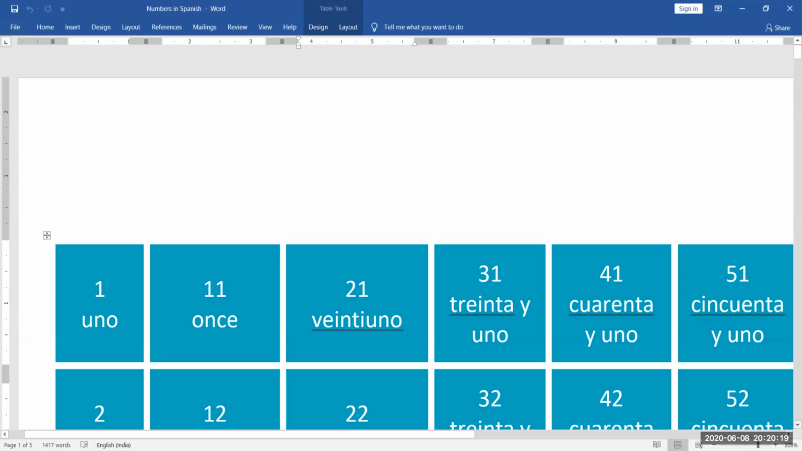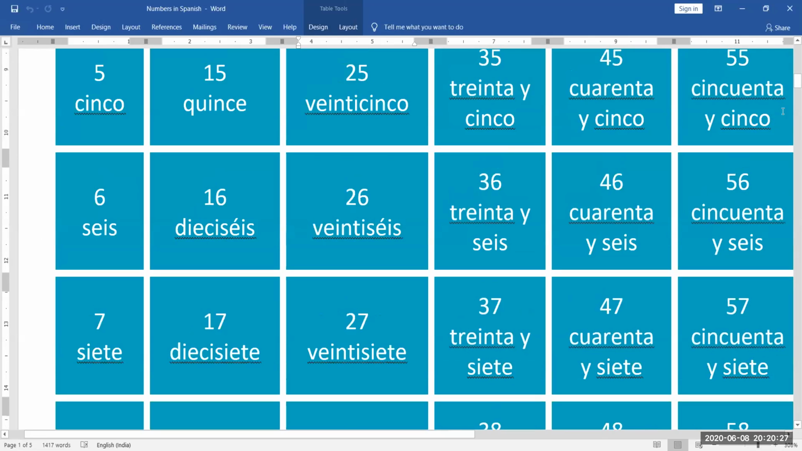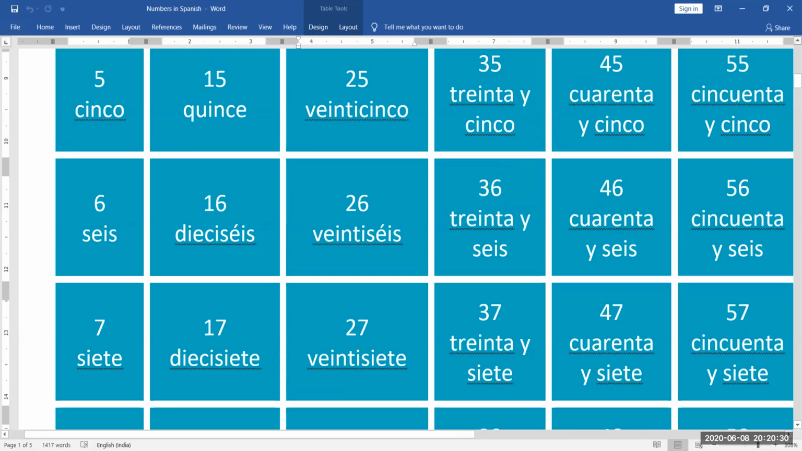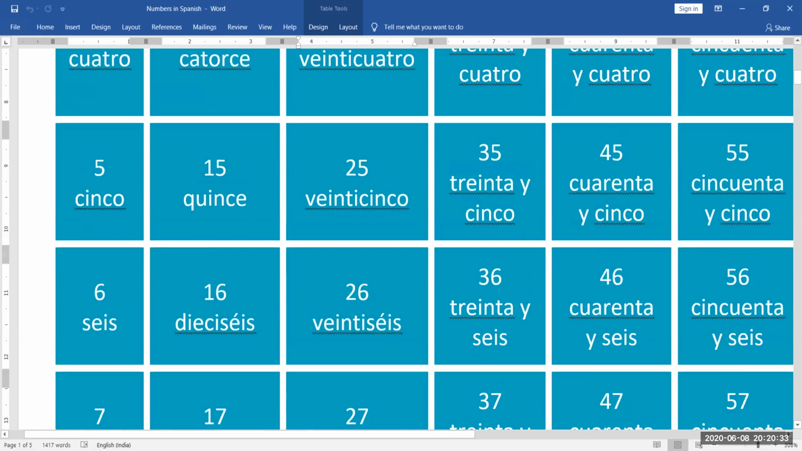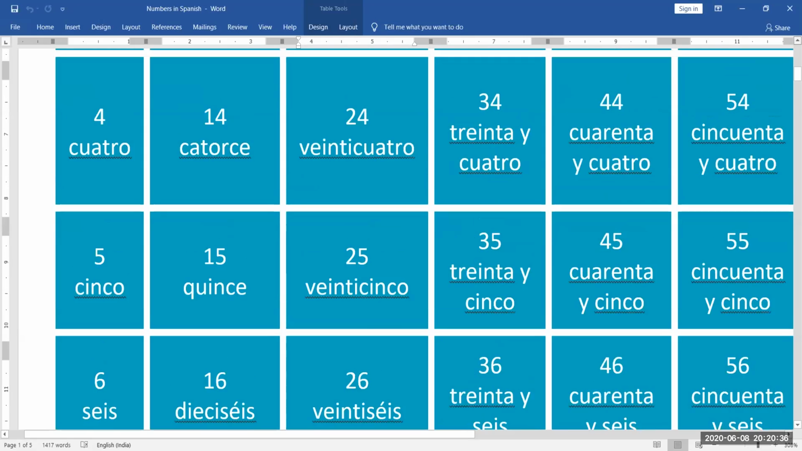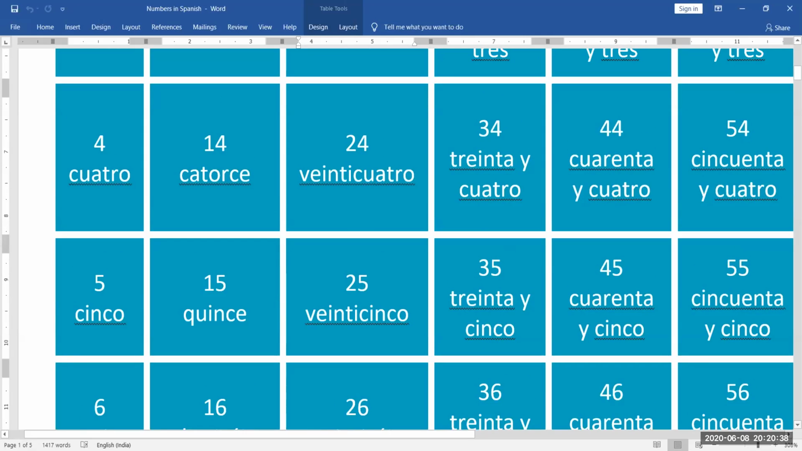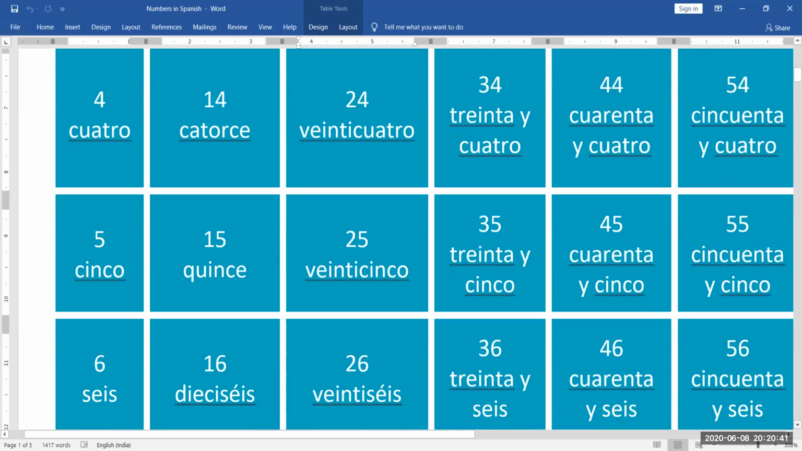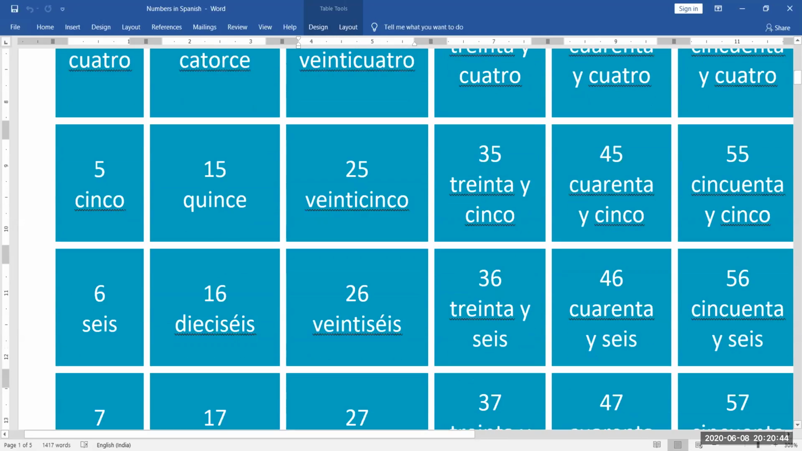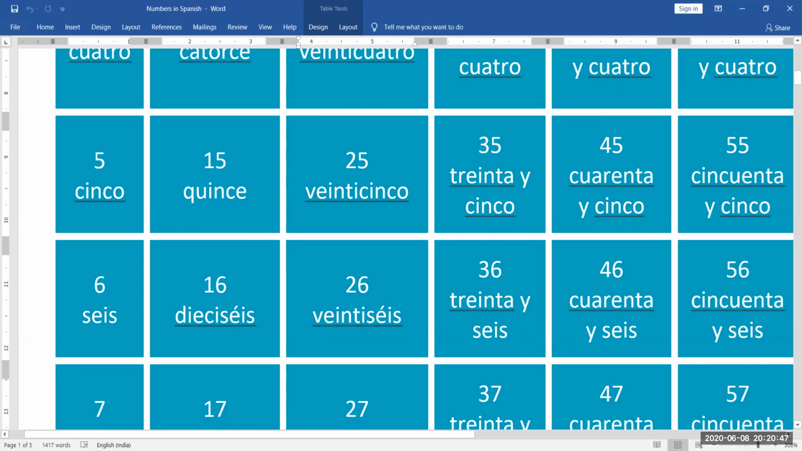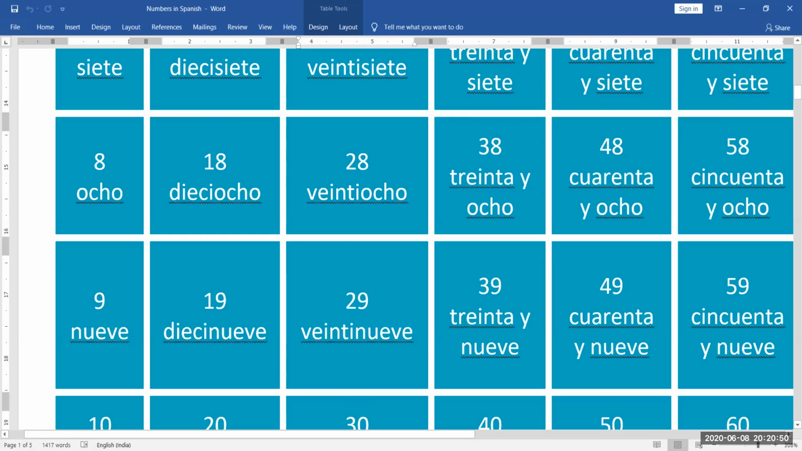That Y should be pronounced as a double E. So 31. Correct. 31. Yep. Next. 32. Perfect. 33. 34. 35. 36. 37. 38. 39. And 40 is next.